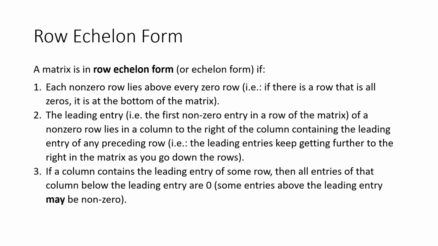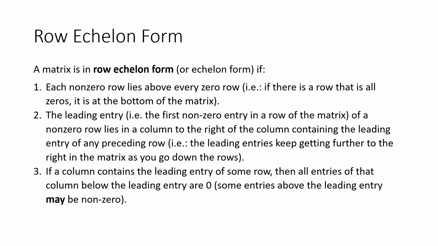So what is row echelon form? We say a matrix is in row echelon form, or simply echelon form, if it meets three conditions. First, all non-zero rows lie above zero rows. So any row that's totally zero, they all have to be at the bottom of the matrix. Secondly, the leading entry of every non-zero row lies in a column to the right of the column containing the leading entry of any preceding row.